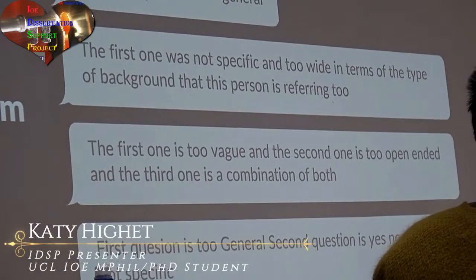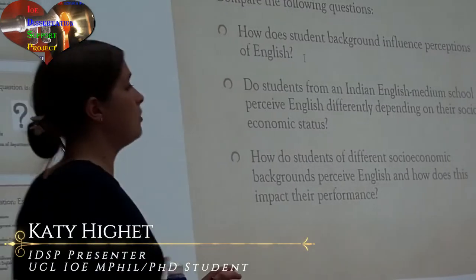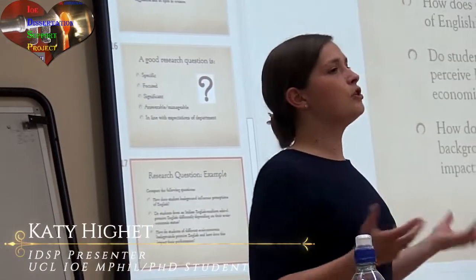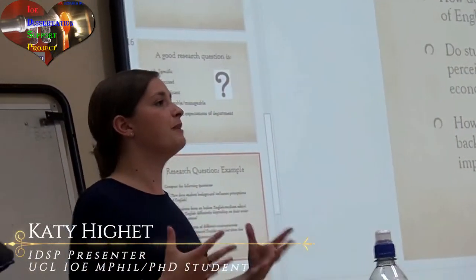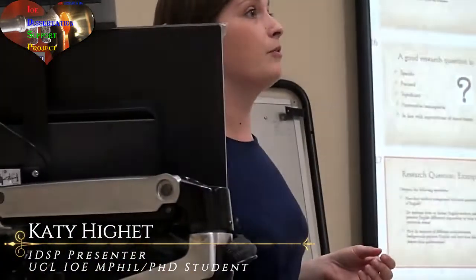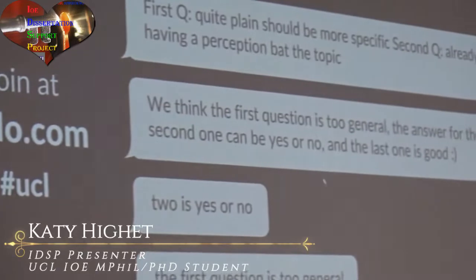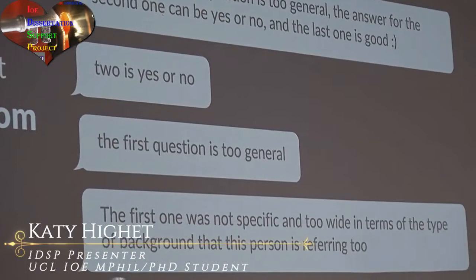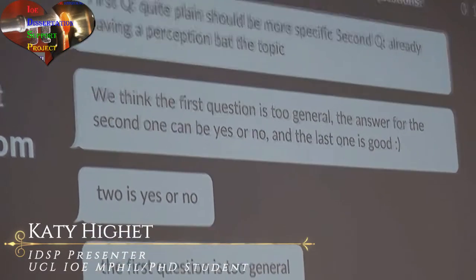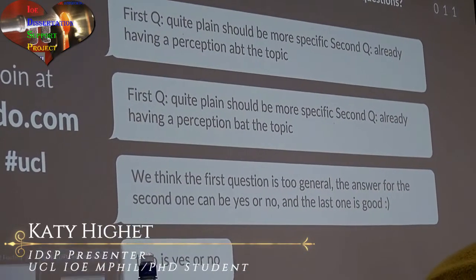So that's another key point here. If you look at the question, it's general because you're not telling us which students you're looking at, but also because what do you mean by background? You have to be specific with your word choice, basically. Make sure you can justify every word in your title. If we go back and have a look at a few more. Too general, yeah, the answer for the second one can be yes or no. It might have a good idea behind it, but you need to frame it in a way that isn't just yes or no.